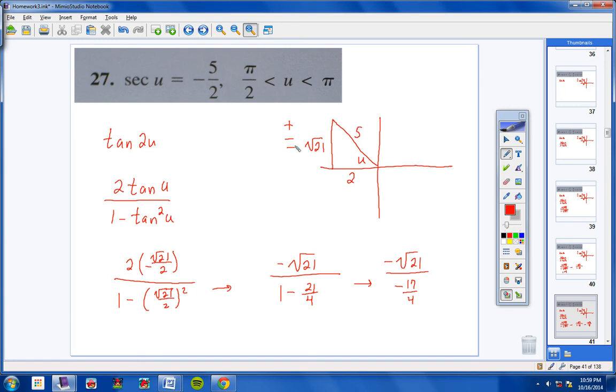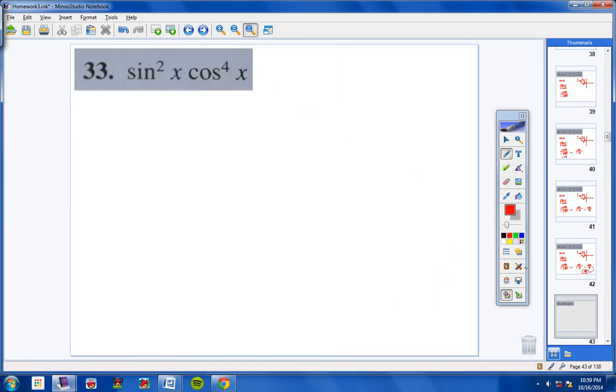So next, I would have negative square root of 21 over negative 17 over 4. And then, of course, if you take the bottom fraction, flip it and multiply it by the top, you will get this right here, which is the answer. Okay? So there we go. Moving on to the next problem, number 33.